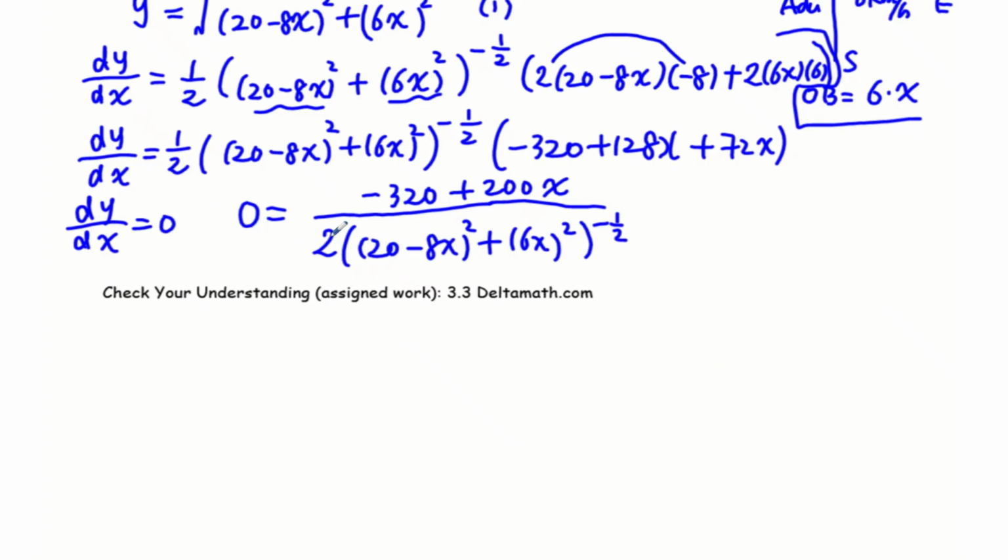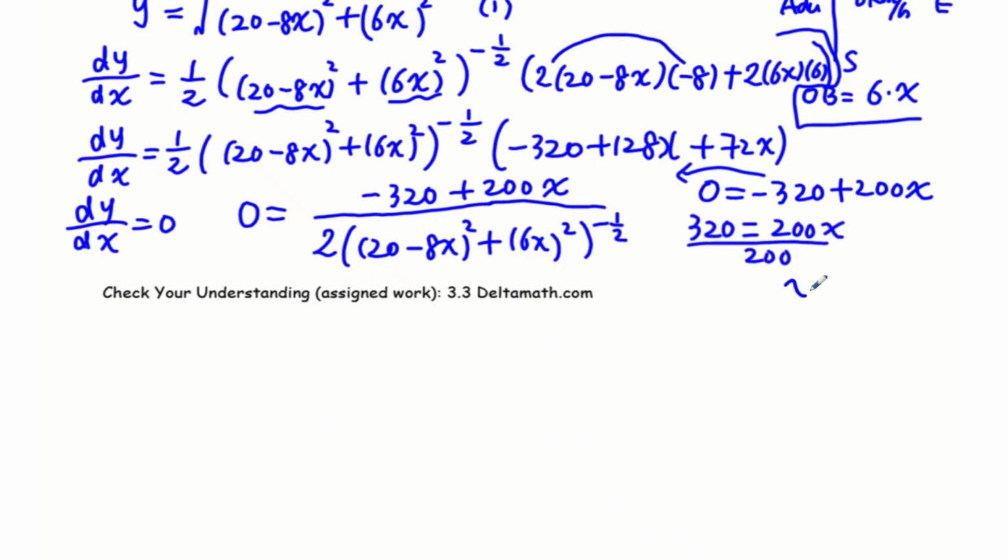So we are going to get rid of the denominator by multiplying it to the other side. 0 times the denominator is gone, so only the numerator is left. So the numerator is 0 equals negative 320 plus 200x. This is a linear equation. So we isolate x, we move the negative 320 to the other side, then move the 200 to the other side. We have x equals 1.6. Then we sub in. So the time is the ending point, x equals 1.6.